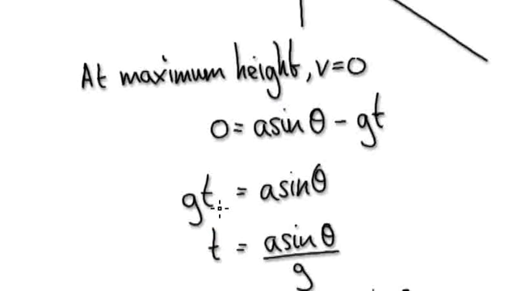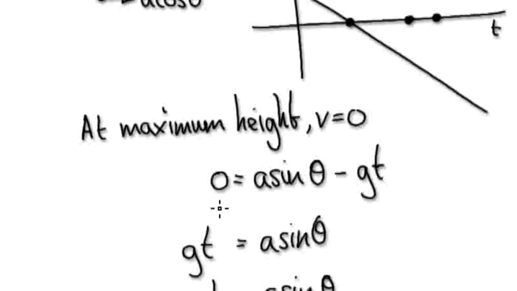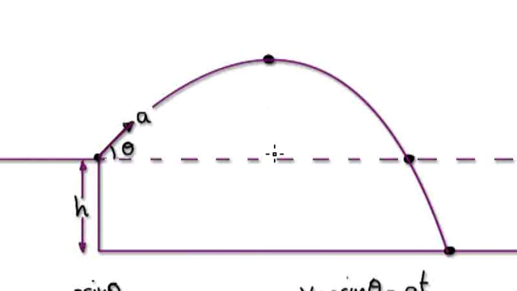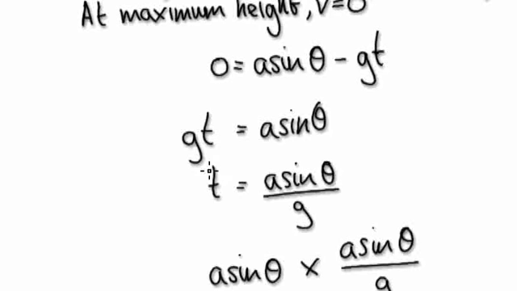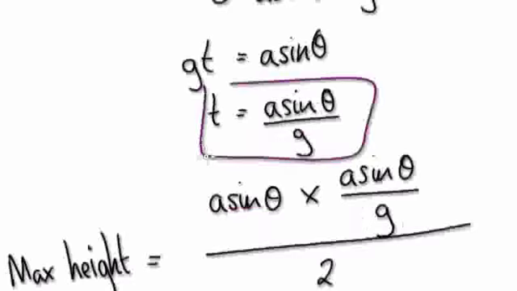Now that we've got the time, we need to actually know the maximum height. So far we know the time it takes to get to the maximum height. Now we need to know the actual height, which is given in meters. So now we've got the time so far.